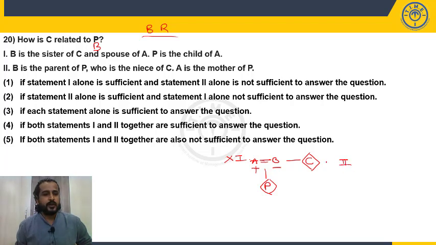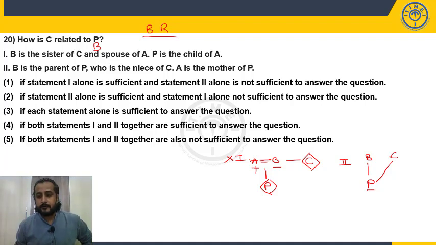I need to check the 2 alone also, right? Now what is the 2 alone? B is a parent of P. It is given B is the parent of P. But do you know the gender of B? No. Okay. Who is P? P is a niece to C. Whom do we call a niece? A sibling's daughter. So C's sibling's daughter is P. But with the help of this, can you say B and C are siblings? No. B and C may be siblings, or B's spouse and C may be siblings. That we don't know.